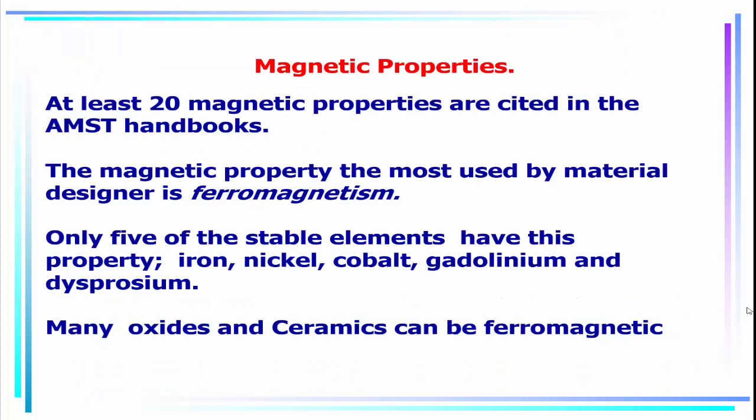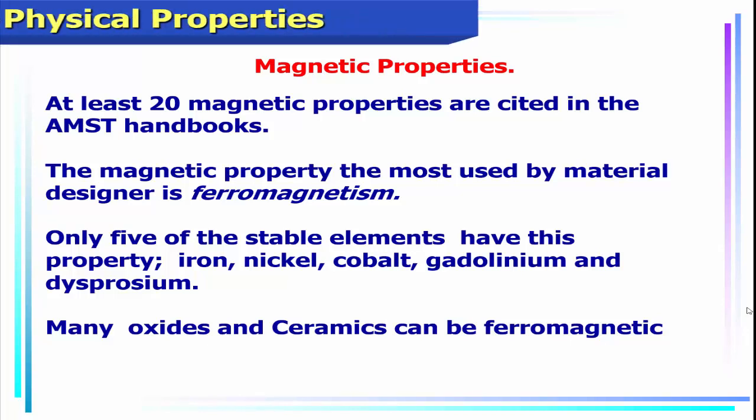For the magnetic properties, we have at least 20 magnetic properties that are cited in the ASM handbooks. And the magnetic property most used by a material designer is ferromagnetism. Only 5 of the stable elements have this property, namely iron, nickel, cobalt, gadolinium, and dysprosium. Also, many oxides and ceramics can be ferromagnetic.